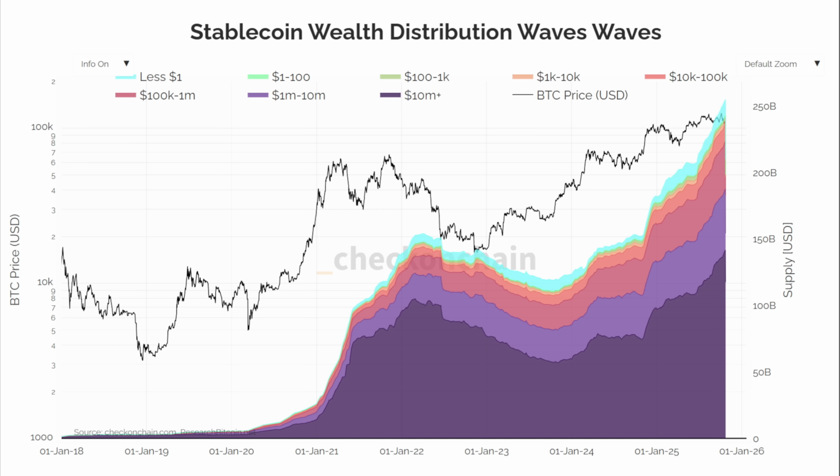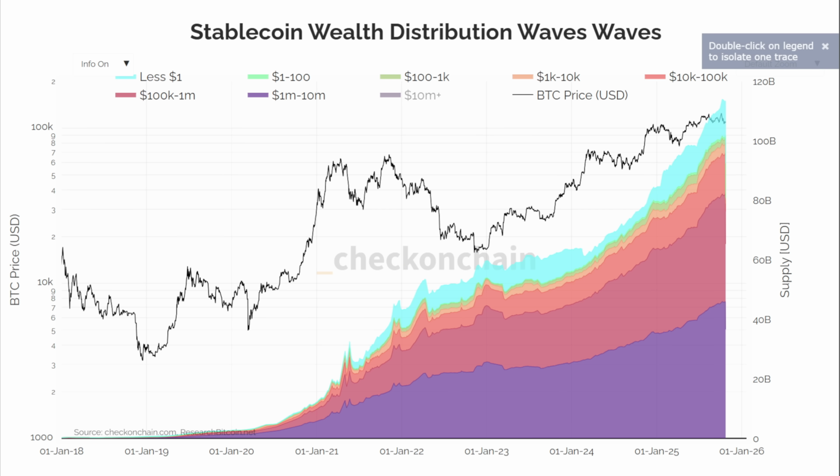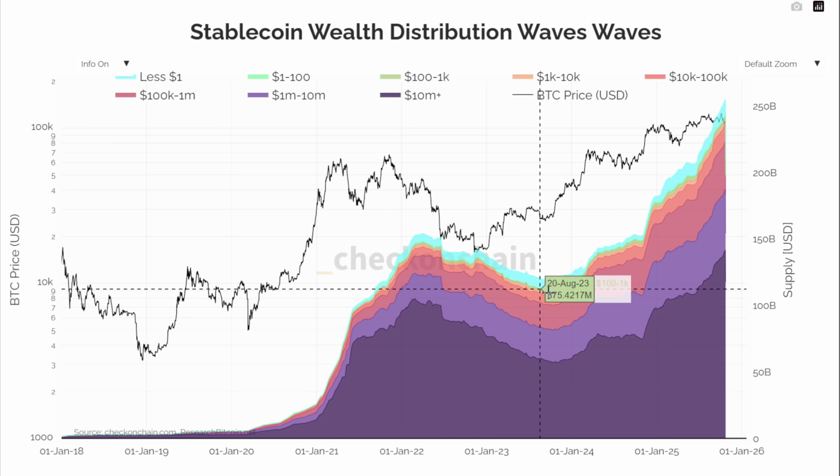Have a look at the wealth distribution waves. So now we're looking at the stablecoin market cap depending on the holding size. How many dollars are in a particular wallet? Let's exclude the big guys. Let's exclude all the wallets that have more than 10 million worth of stablecoins. Now we are seeing something extremely interesting. We see constant growth. So really, it was only the big guys that exited the crypto ecosystem.